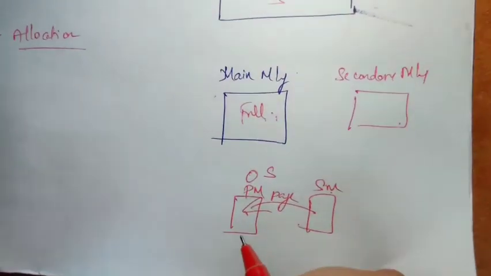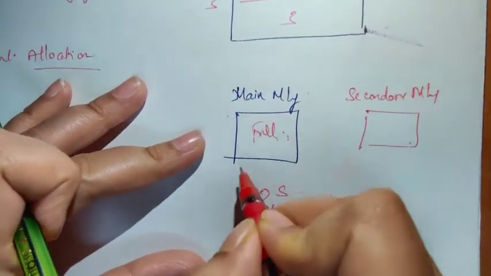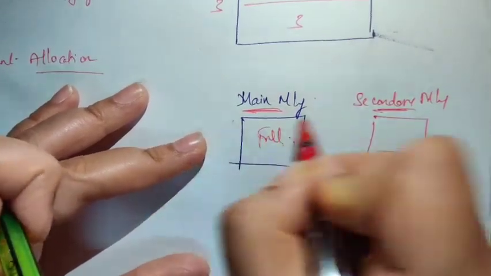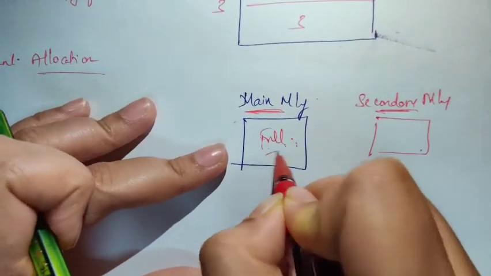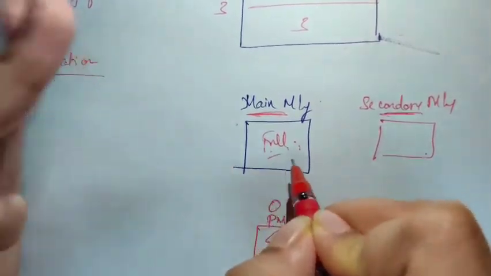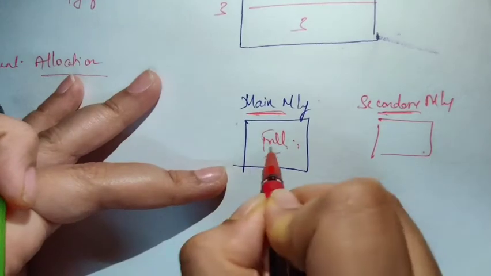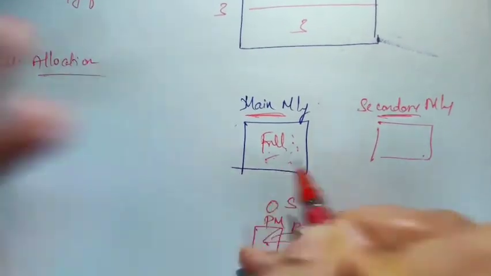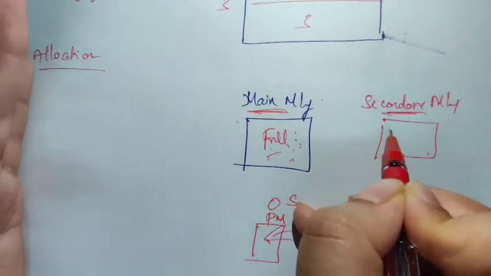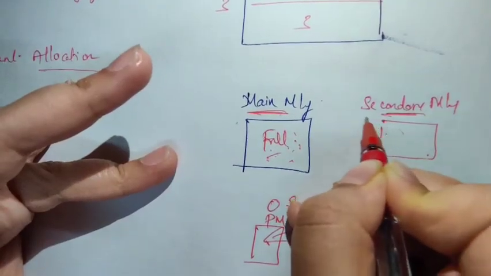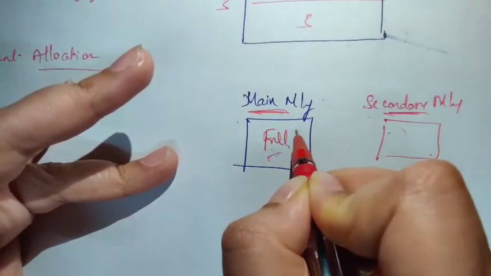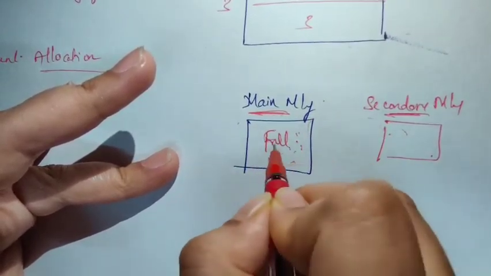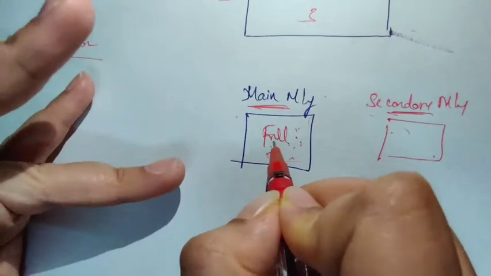But assume that main memory is completely full. So consider that this is your main memory and this is your secondary memory. That main memory is completely full. Then we have to replace one of the pages in main memory in order to store the new page from the secondary memory. So in order to transfer the page from secondary memory to the main memory, we need to replace the pages from the main memory.